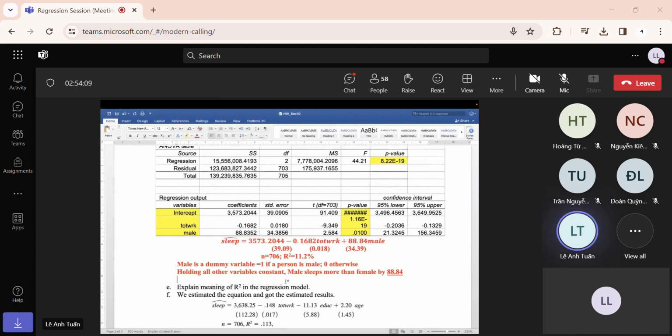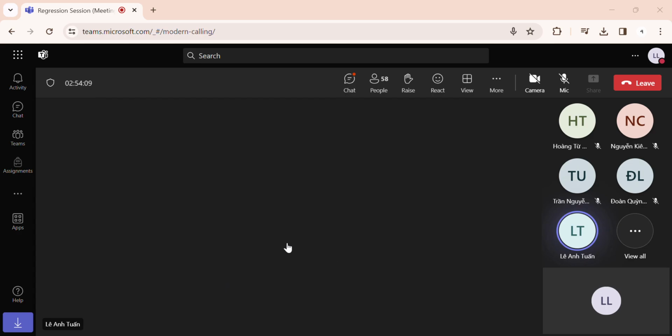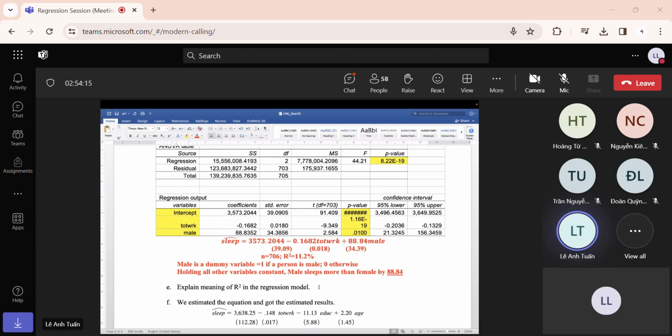Okay, here we can explain the meaning of R square or adjusted R square. Adjusted R square is useful when we compare two models, but for one model, you can use either R square or adjusted R square. It is okay. So here, we can explain.